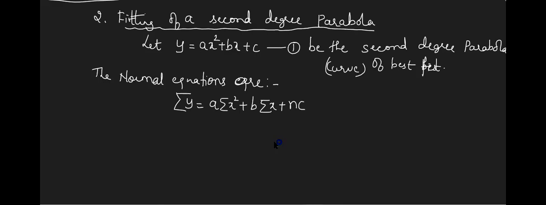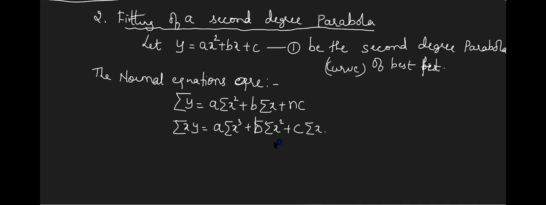How to get the second equation? Multiply by x. Summation xy equals a into summation of x cube, plus b into summation of x square, plus c into summation of x.